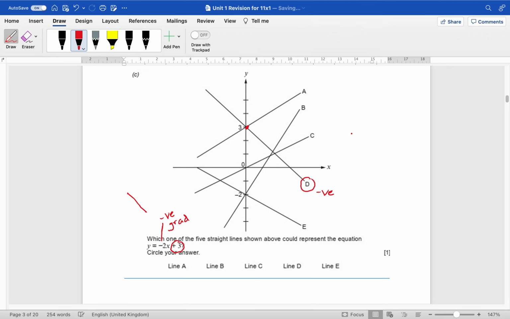Be careful. The other thing that's not included here, obviously, is we haven't talked about perpendicular lines. So if I was asked, for example, what is the gradient of a line perpendicular to this line, then I would flip the sign and take the reciprocal of the number. Okay, so that would be the gradient of the perpendicular line to that.